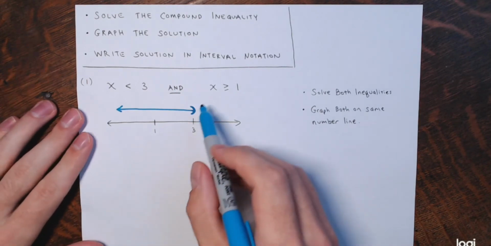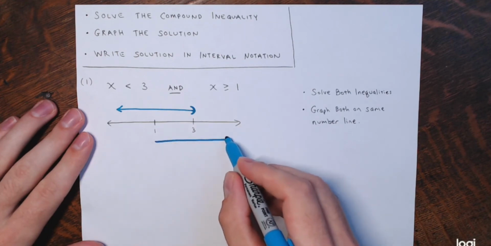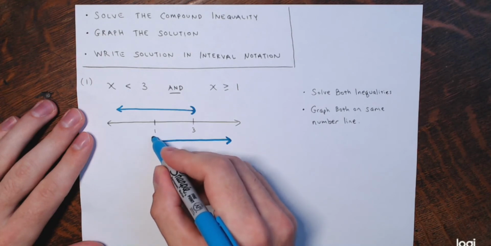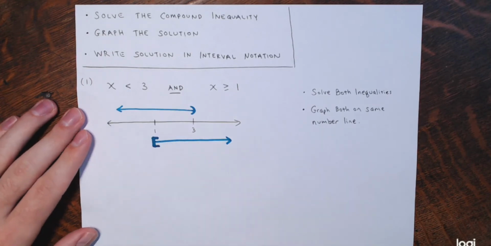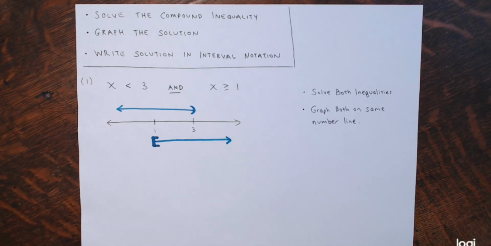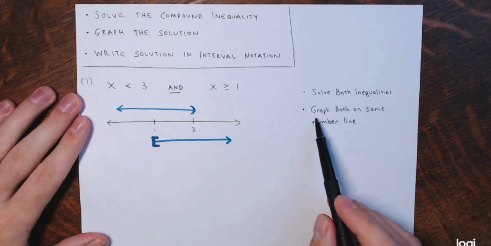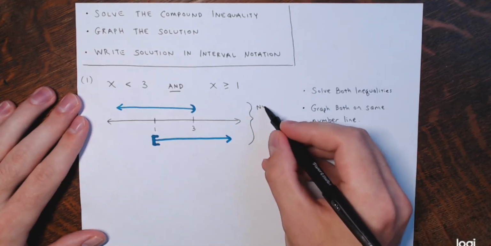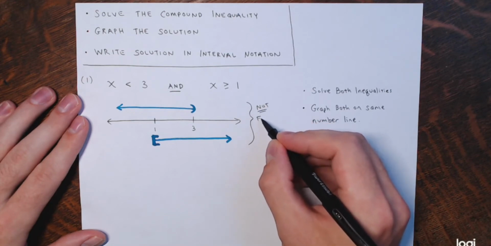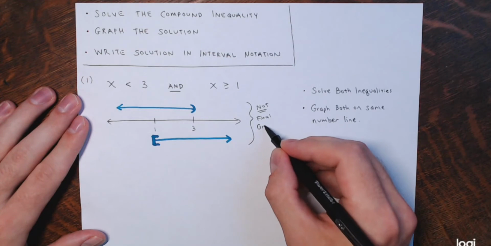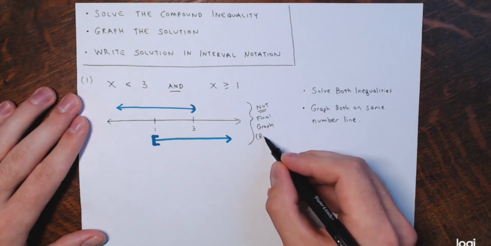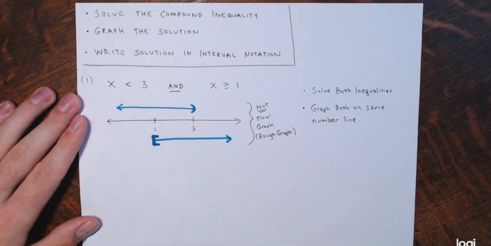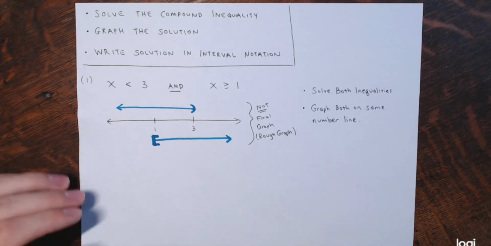And then all the numbers greater than 1 are to the right of 1, and equal to 1 as well. To indicate that, I can put a rectangular bracket like this, or a closed point. So I have solved both inequalities and graphed both over the same number line, and this is not the final graph. This is a rough graph, a first draft, if you will. We'll get the final graph in a second here.